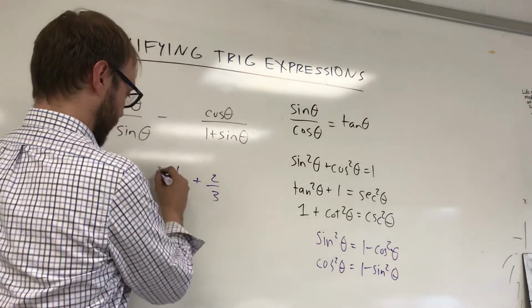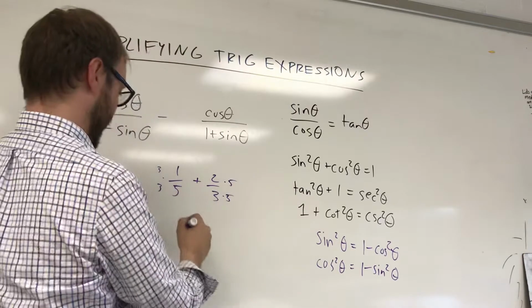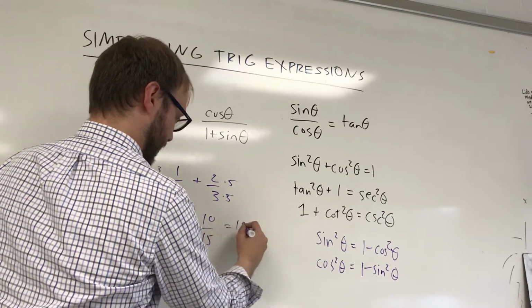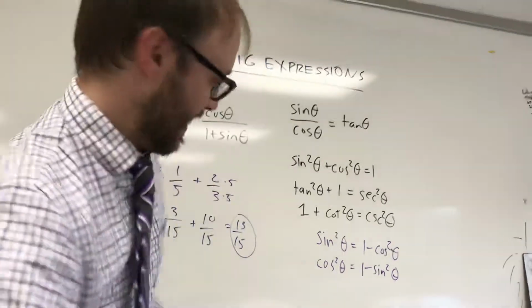15. And then I can multiply top and bottom by 3 here, and I can multiply top and bottom by 5 here, and we'll get 3/15 plus 10/15, and we end up getting 13/15, okay? I'm going to do exactly the same thing here, okay?